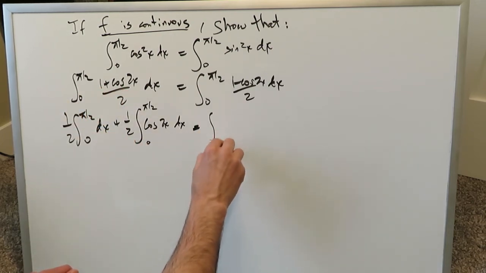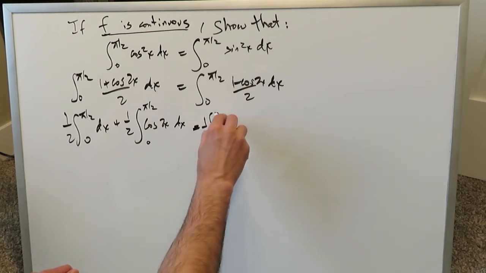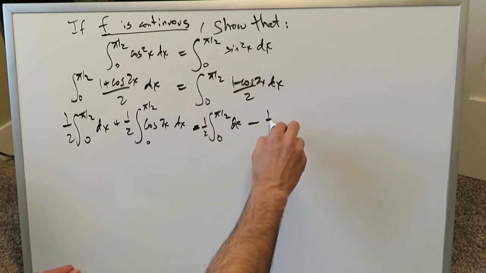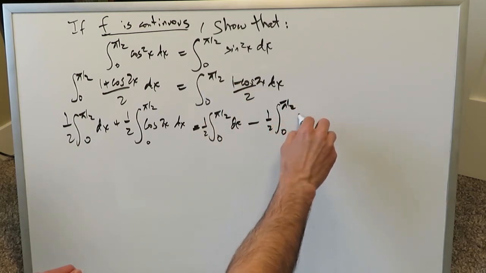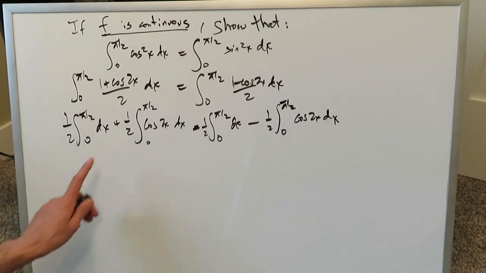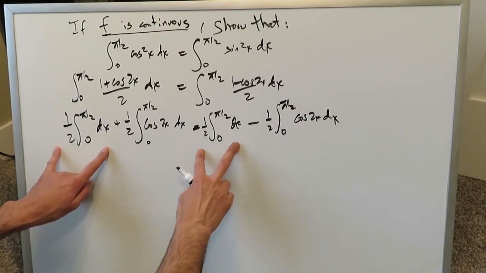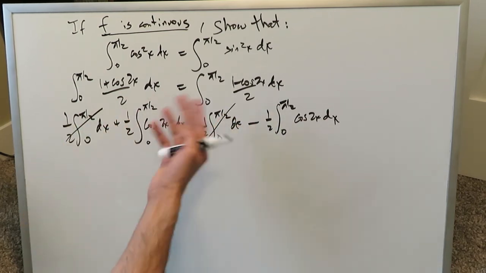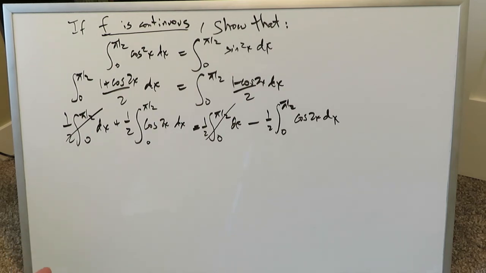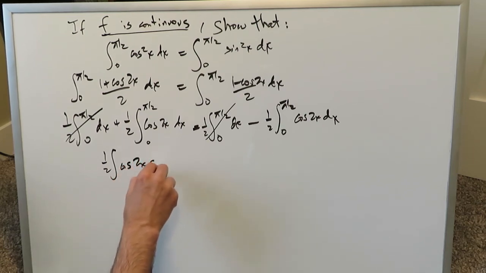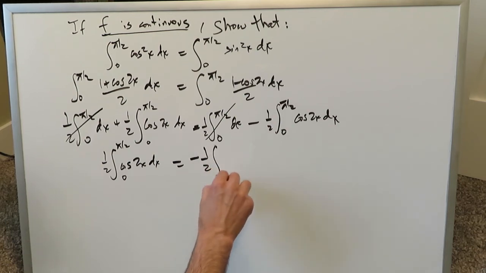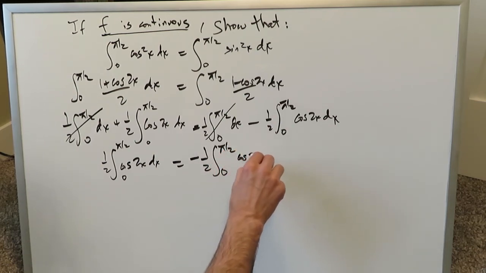I'll do the exact same thing over here. I'll have 1 over 2 from 0 to pi over 2 dx minus, I'm splitting everything around that minus, 1 over 2 from 0 to pi over 2 cosine 2x dx. If you focus here, this 1 over 2 dx and this 1 over 2 dx are exactly the same. If you take them on each side of the equation, they'll cancel out, so we don't even have to look at that. What you end up remaining with is just 1 over 2 cosine 2x dx from 0 to pi over 2 is equal to minus 1 over 2 from 0 to pi over 2 cosine 2x dx.